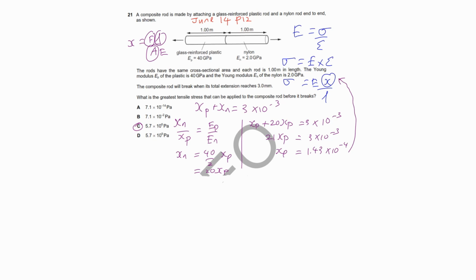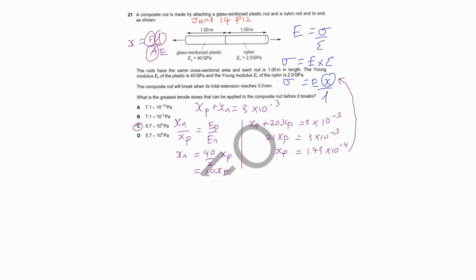In this question, they are joining a glass reinforced plastic rod to a nylon rod, joined together here. They gave you the same cross section and same length, but the Young modulus is different. The composite rod, which is the combination here, will break when the total extension is 3 mm. So what's the greatest stress that can be applied?